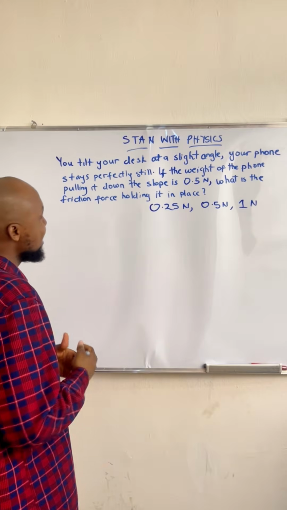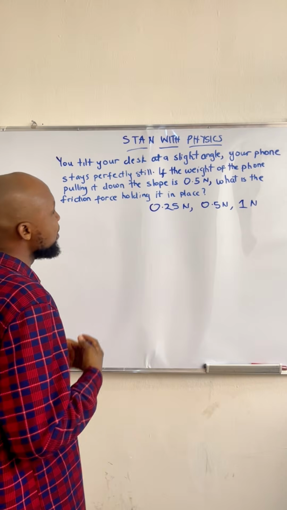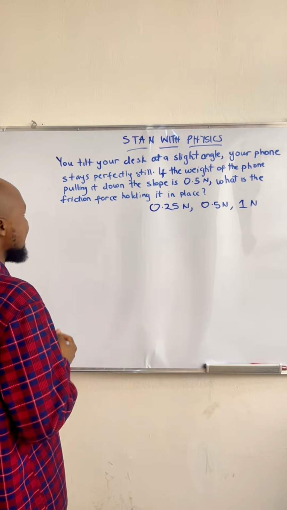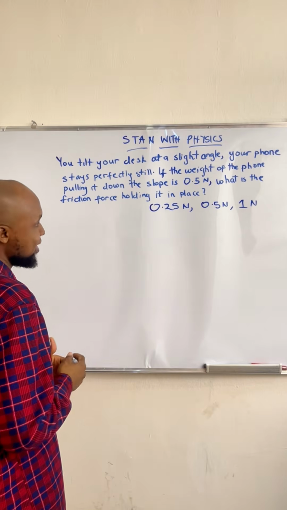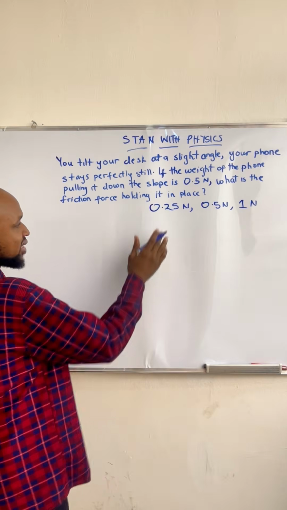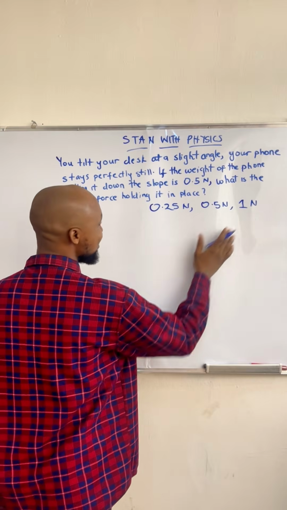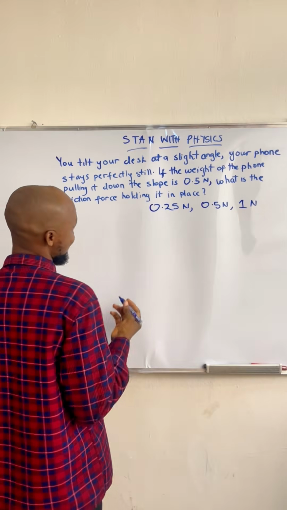You tilt your desk at a slight angle. Your phone stays perfectly still. If the weight of the phone pulling it down the slope is 0.5 newtons, what is the friction force holding it in place? So is it 0.25 newtons? Is it 0.5 newtons? Or is it 1 newton? What did you get? Now let's solve it together.